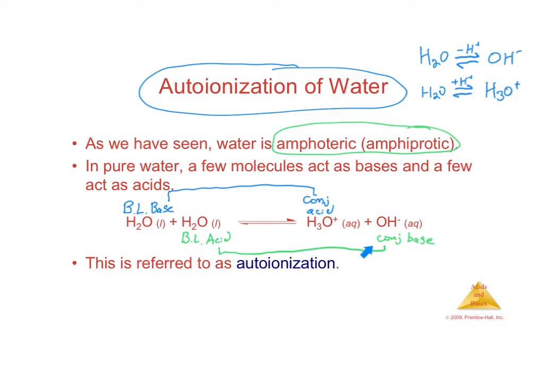The base will then form its conjugate acid, hydronium, and the Bronsted-Lowry acid, which donated its proton, will form the conjugate base hydroxide. So you can think about in pure water a very small number of molecules acting as a base and a small number of molecules acting as an acid, and they're going to form a small amount of hydronium and hydroxide in solution. We will refer to this process as the autoionization of water. And in any aqueous solution, this process takes place.